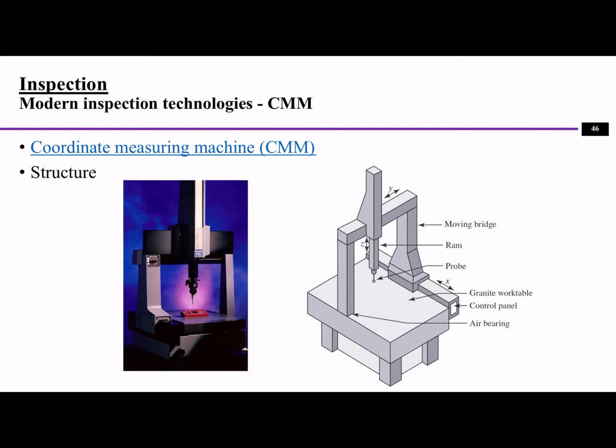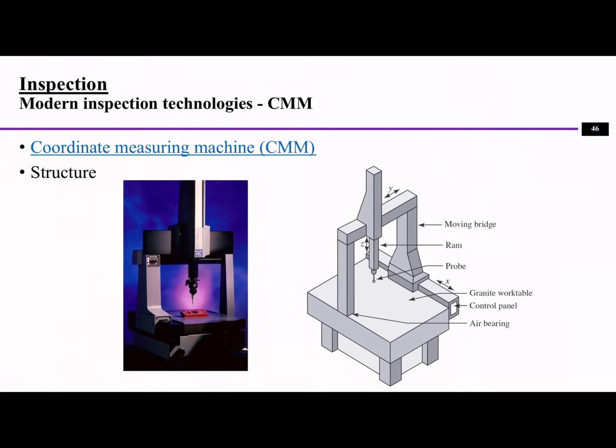All right, so this is the CMM. CMM means coordinate measuring machine, right? You have coordinates X and Y, and then there's a probe here. You can see at the top there's a probe, and then it touches the parts at different locations.